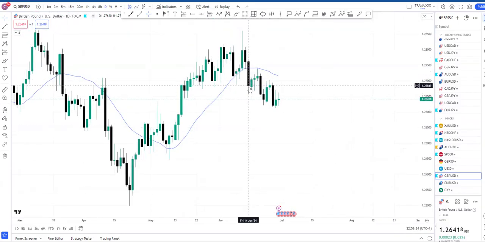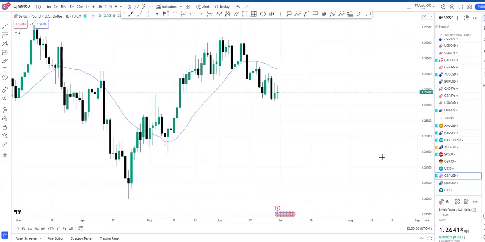Price gave us an impulsive move to the downside, pullback, another impulsive move, pullback, another impulsive move, pullback. This is the system I'm going to follow, because until I see another impulsive move in the opposite direction of this structure, I will not be looking for buys. So right now I'm still looking to sell GBPUSD. Why is that? Look at it very closely.